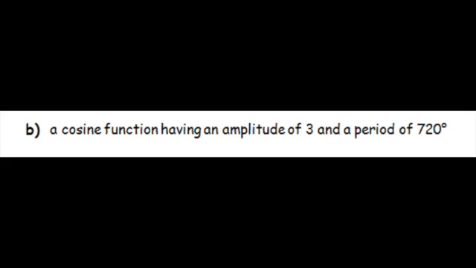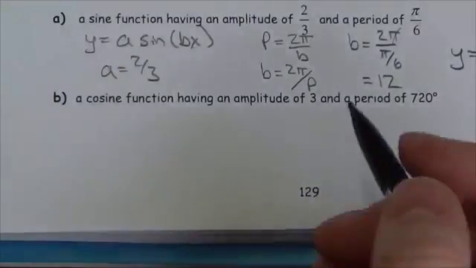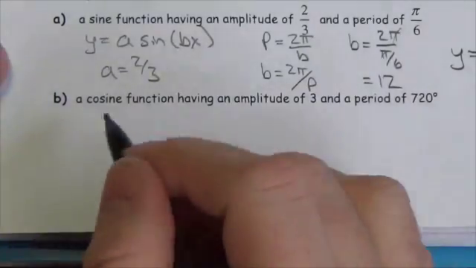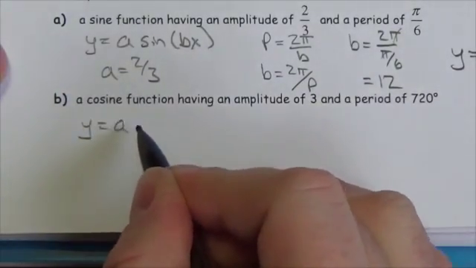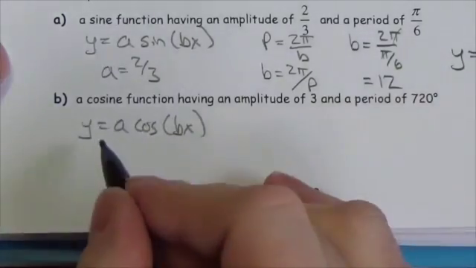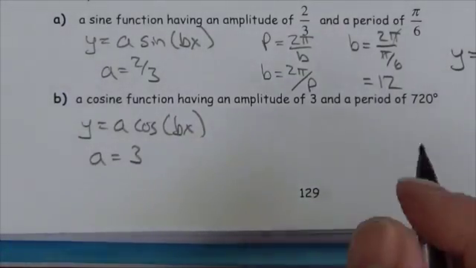A cosine function having an amplitude of 3 and a period of 720 degrees. All right, and same with this question right here. First thing I'm going to do is identify the significance of the amplitude. Now I'm looking for a cosine function, so y is going to equal a cosine of bx. But when I'm told the amplitude is 3, I know that there's been a vertical stretch by a factor of 3. That's the easy part.